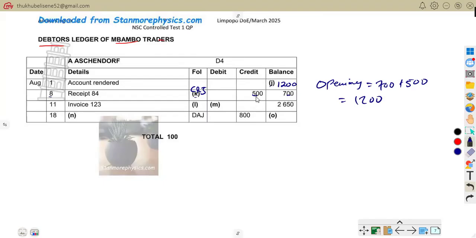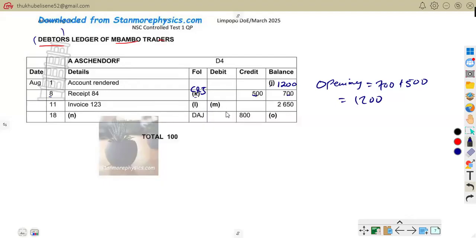When a debtor makes a payment, because we're talking about debtors here. Remember, they are our debtors. So the debtors paid. We receive this from a debtor. So once we receive this, it is going to go into the cash receipt journal. So that is why our folio is cash receipt journal. So a receipt must be recorded as CRJ. So that is that.